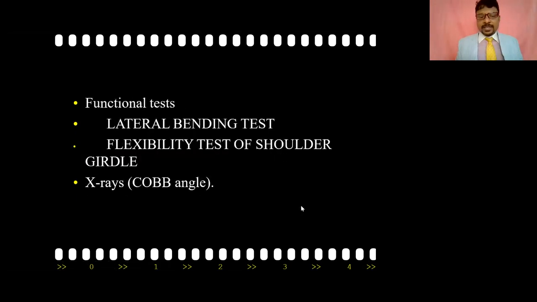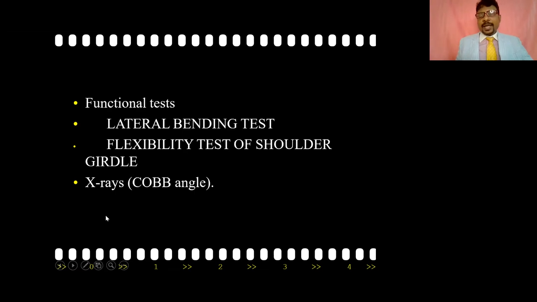All these things we already discussed. So this is the special assessment plan to check the postural abnormalities. The special tests are going to be the lateral bending test. If we bend forward, we can find the abnormal curvature of the spine, or maybe we can do some flexibility test for the shoulder girdle. Those who are having tightness may have a chance to get the abnormality or less flexibility.